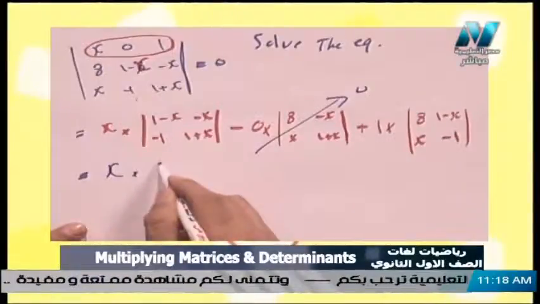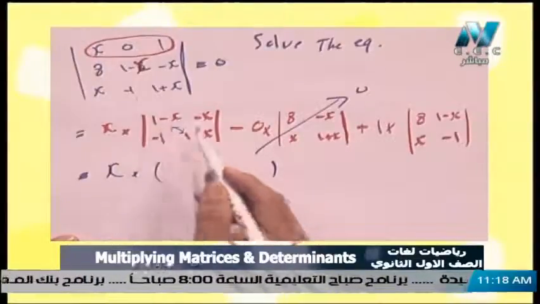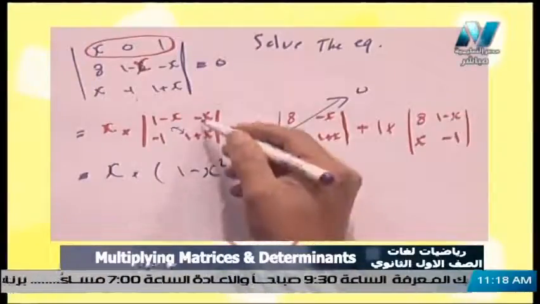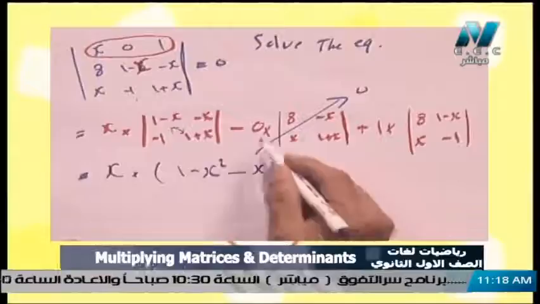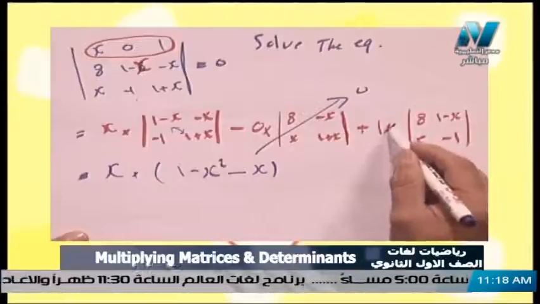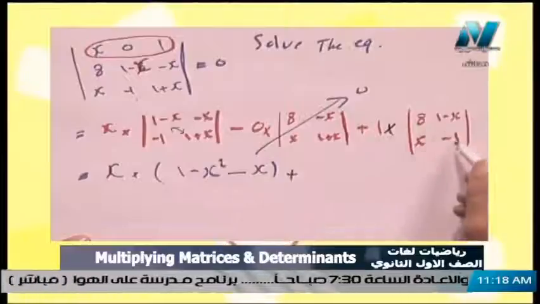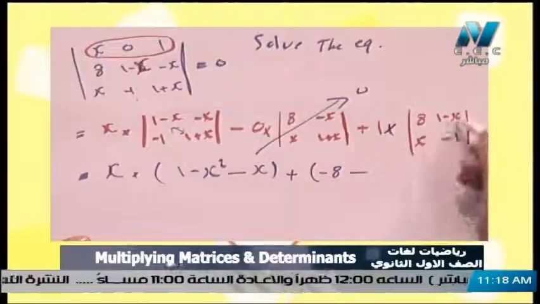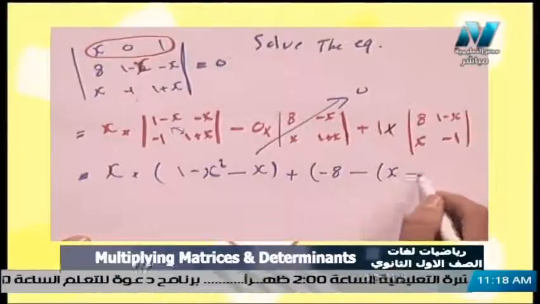x multiplied by what? This principal diagonal: 1 minus x times 1 plus x will be 1 minus x power 2, minus negative x times negative 1 equals x, and this one will be 0. The last one is 1 times this determinant. 8 times negative 1 equals negative 8, minus x times this one, x times x equals x, x times negative x equals negative x power 2.